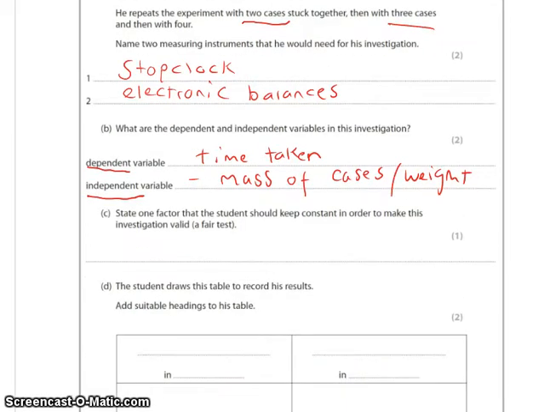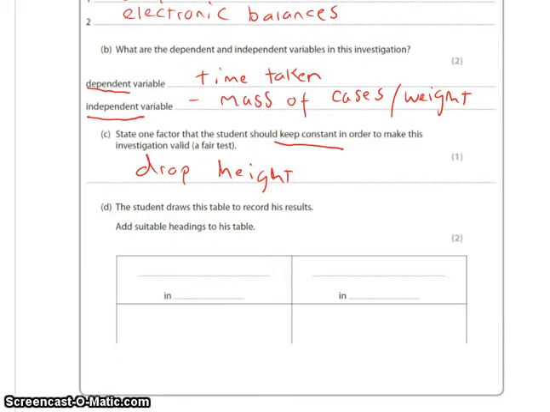State 1 factor that students should keep constant. This is one of my control variables. Well, the drop height is going to be the most obvious one. But obviously any other factors that could affect the experiment need to be kept constant. So the effect of things like wind on the experiment, maybe we could do it indoors to try and get rid of any factors like that.